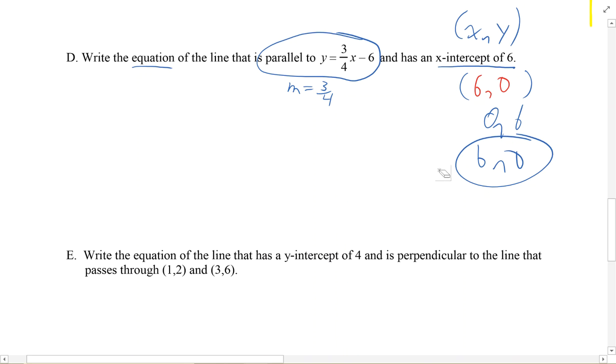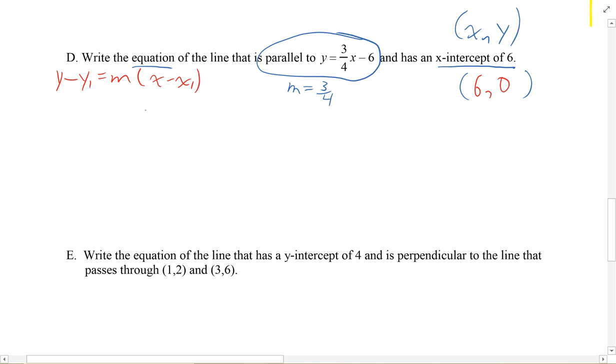Okay, so there's my rough work. And so now we're going to start with y minus y1 equals m(x minus x1). Okay? And so then what I want you to do is substitute in: y minus what equals what, bracket x minus what, bracket. Okay.